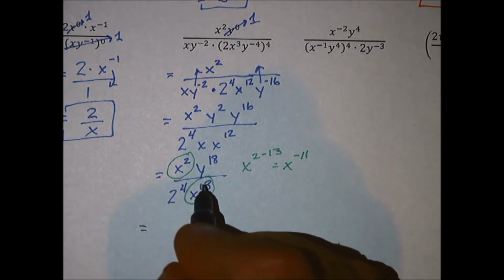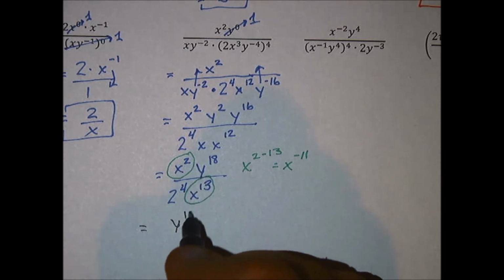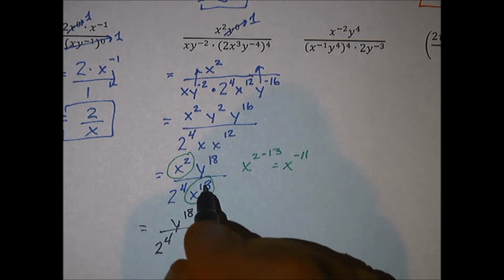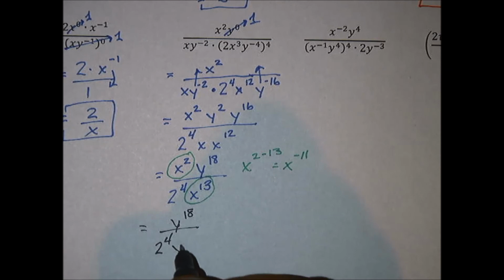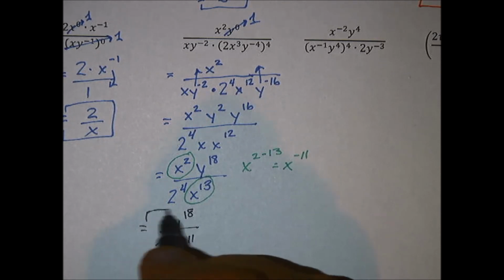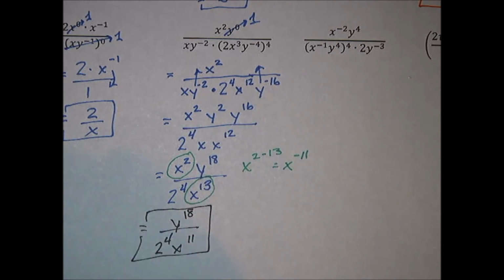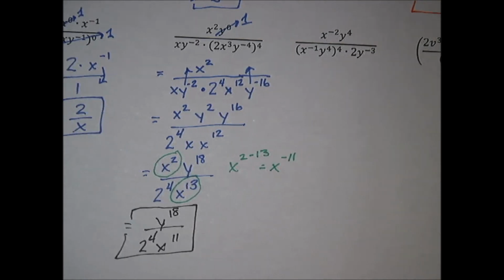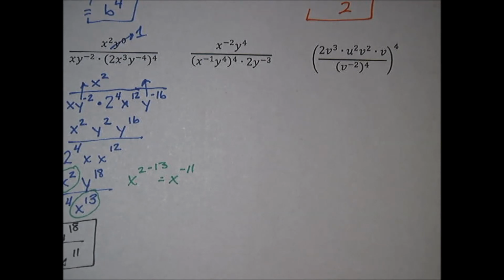So on the top, all I'm left with is the y to the 18th, and then the 2 to the 4th, and I'm going to take 2 away from that, so it'll be x to the 11th. And that's my answer. Okay, all the exponents are positive, which is good, and so yeah, we're all worked out there. I want you to go ahead and pause the video and try these last 2 problems.